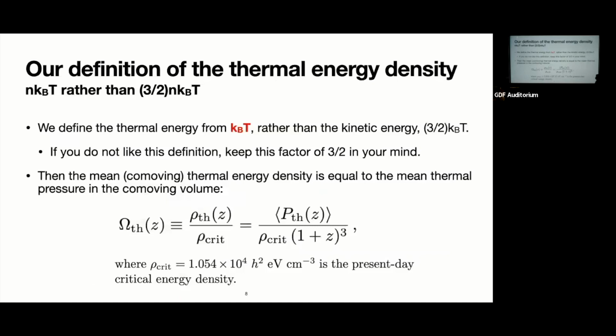All right. So let me define thermal energy by kBT rather than 3/2 kBT. I mean, it's just a matter of convention. So basically, what I'm measuring is the thermal pressure, and I pretend that thermal pressure defines the thermal energy density. If you don't like this definition, just multiply by 3/2. It's up to you. So this omega is the co-moving energy density in thermal energy divided by the critical density of the universe.